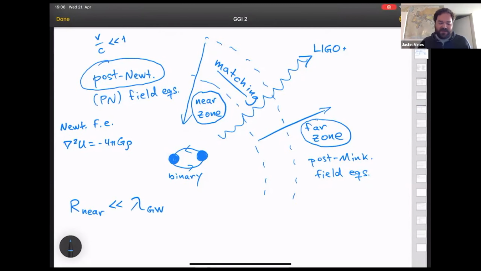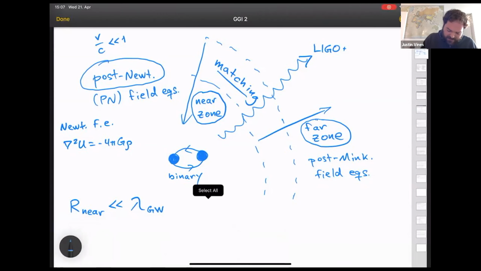Why? Because we know that retardation, the effect of the fact that it takes a finite amount of time for information to propagate at the speed of light, right? We know that becomes important when we get on the order of a gravitational wavelength away from the source. So our description, this near zone, has to be much smaller than a gravitational wavelength.